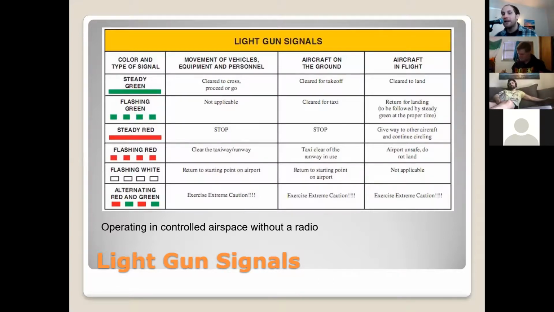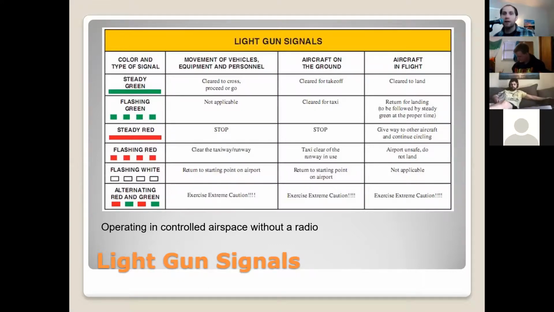But if you were already in their airspace, it would be really tempting to squawk 7600 and just leave their airspace. But if you need to land at a control towered airport, if you need to engage in this emergency situation of lost communications, it is possible for the control tower to shoot light gun signals towards your aircraft.